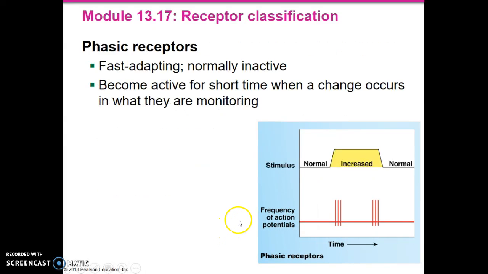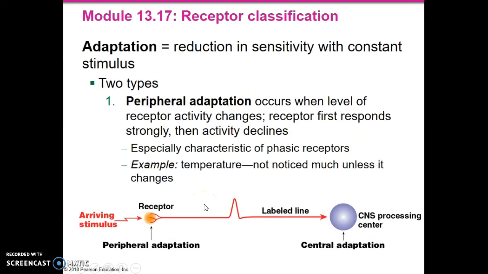Phasic receptors are fast adapting and normally inactive. So you can see there are no action potentials here until there is a stimulus. They're active for a short time when a change occurs in whatever it is that they are monitoring. Adaptation basically reduces the amount of information reaching the central nervous system.